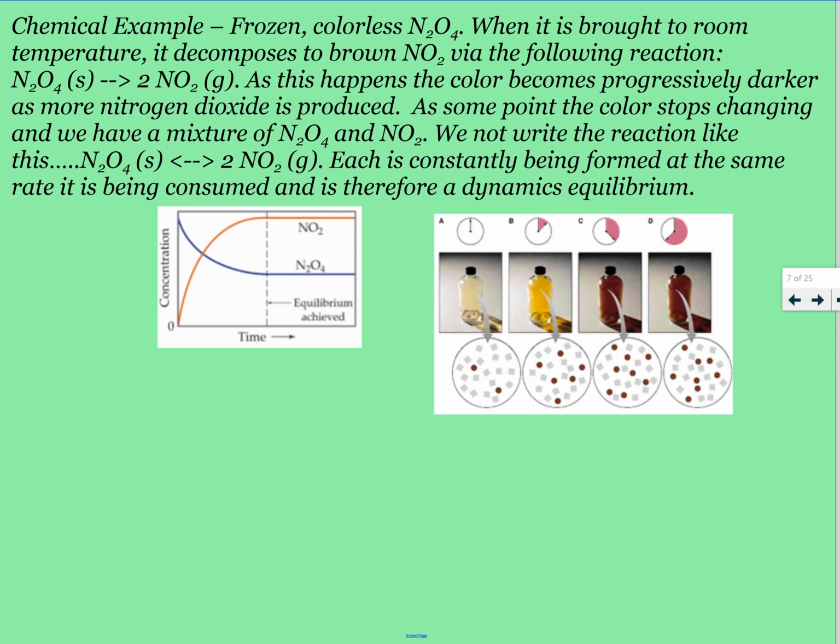We're going to look at the situation of dinitrogen tetroxide. We're going to go over a whole bunch of things here, and then as I go through the next few slides, we'll re-talk about those things. So the first thing we notice, let's look at the actual chemical reaction.